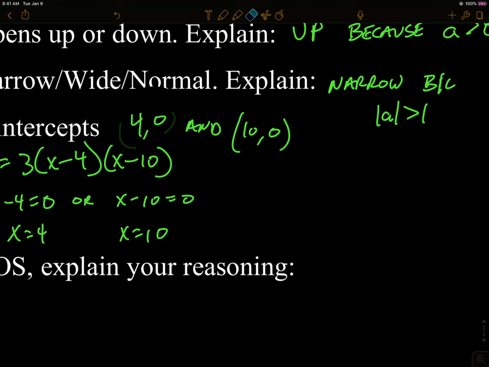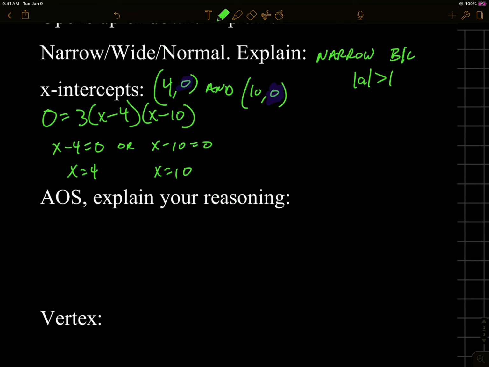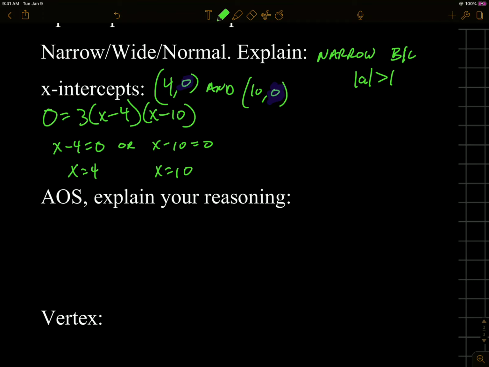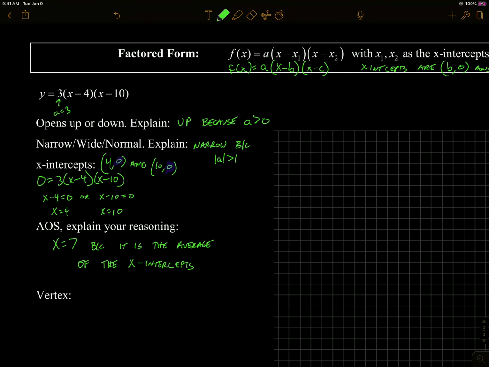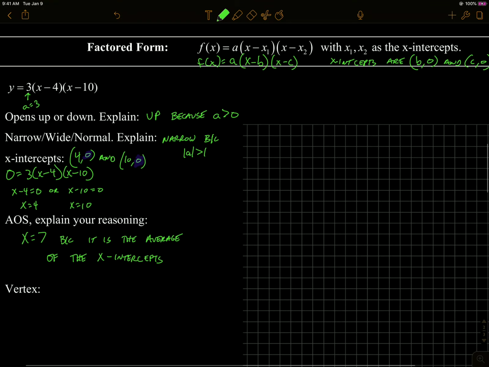Your x-intercepts will always be symmetric. Why is that? Because they're both always going to have the same y value, which makes them the symmetric points. So the axis of symmetry is always going to be running right through the middle of those. So my axis of symmetry is x equals 7, because it is the average of the x-intercepts. So we've got (4, 0) and (10, 0).